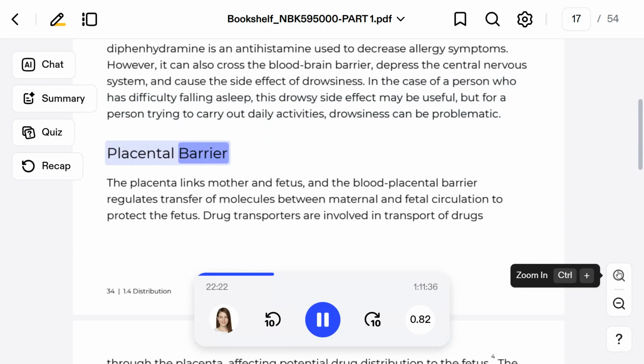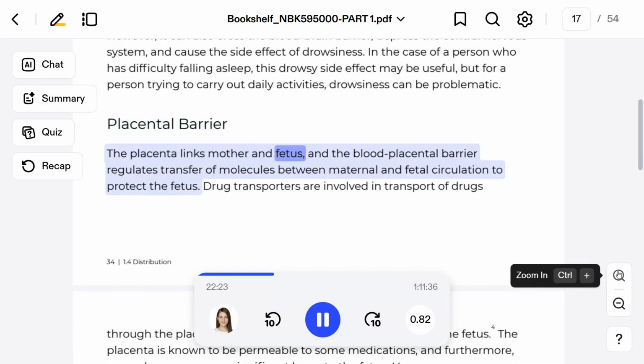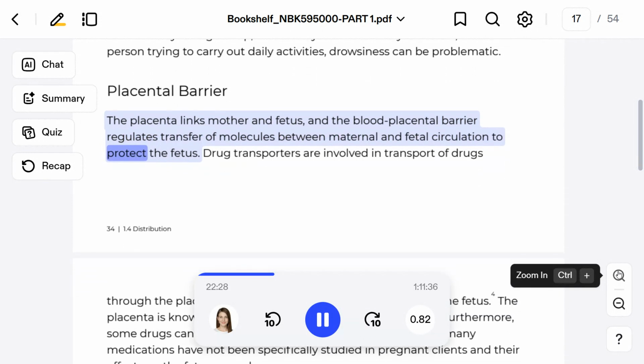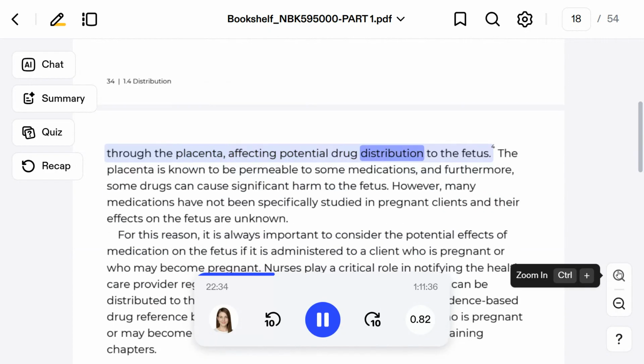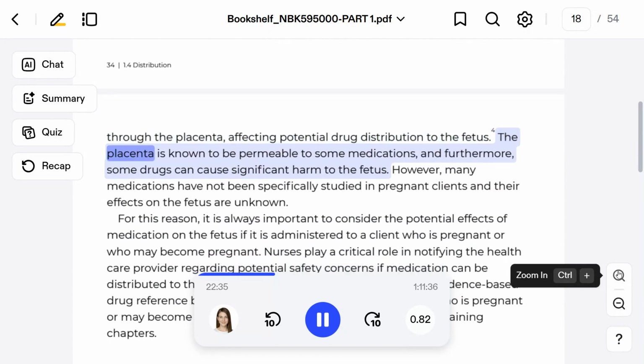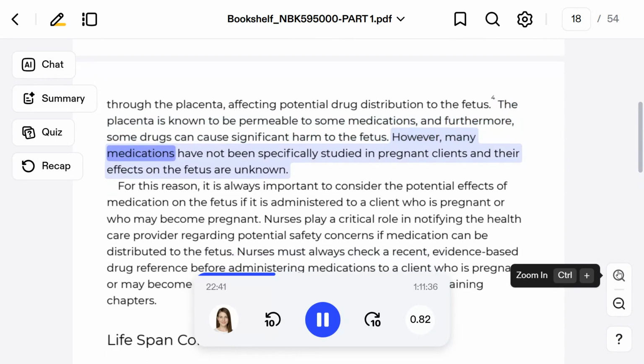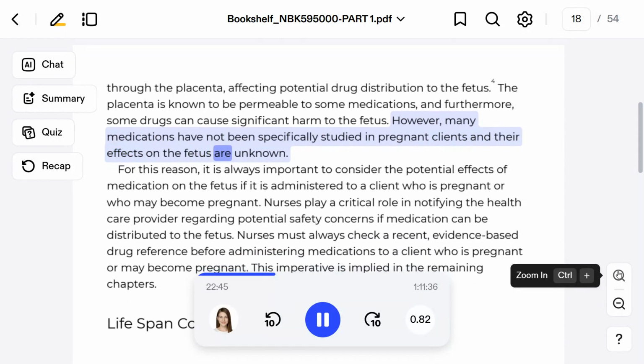Placental barrier. The placenta links mother and fetus, and the blood-placental barrier regulates transfer of molecules between maternal and fetal circulation to protect the fetus. Drug transporters are involved in transport of drugs through the placenta, affecting potential drug distribution to the fetus. The placenta is known to be permeable to some medications, and furthermore, some drugs can cause significant harm to the fetus. However, many medications have not been specifically studied in pregnant clients, and their effects on the fetus are unknown.